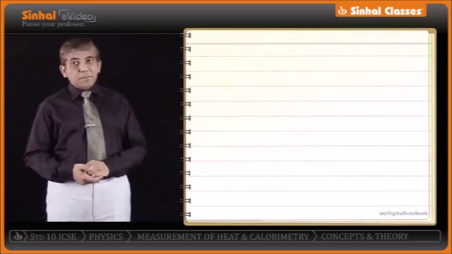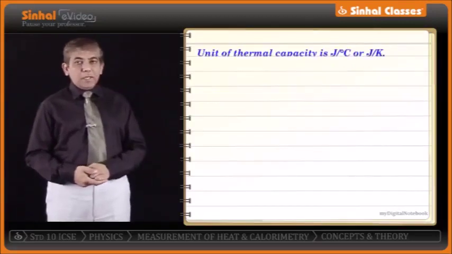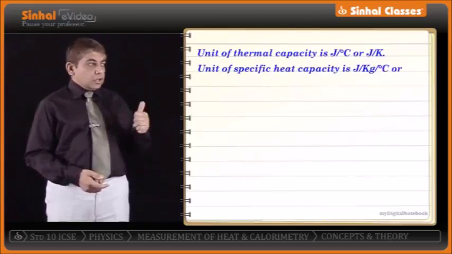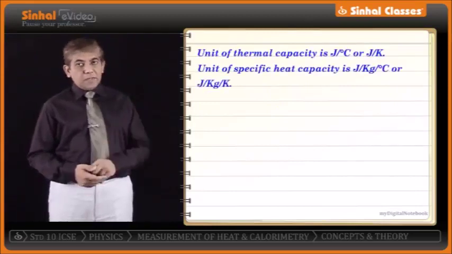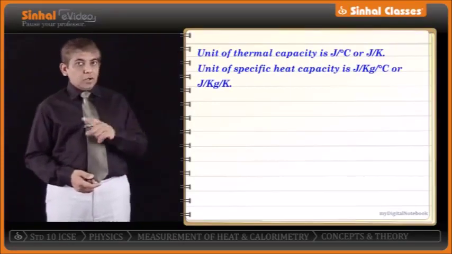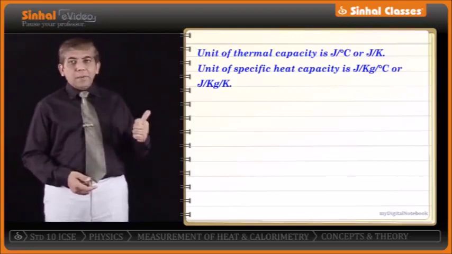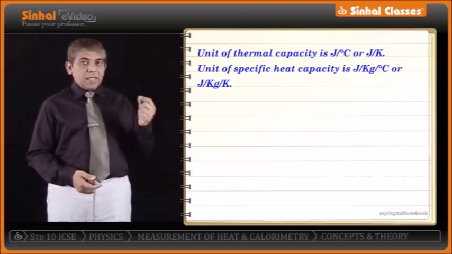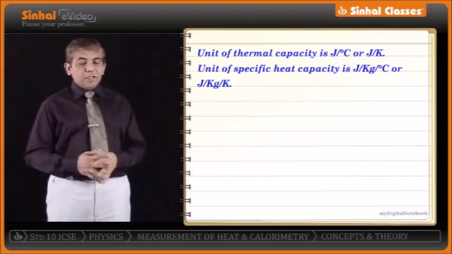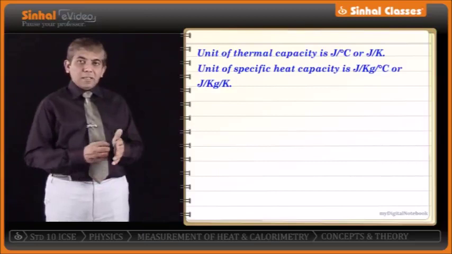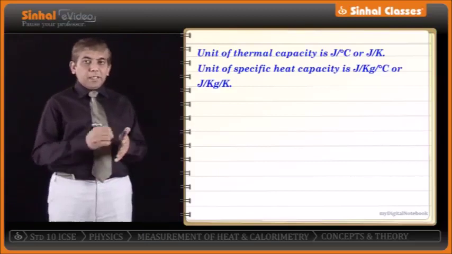The unit of thermal capacity is joule per degree C or joule per K, and the unit of specific heat capacity will be joule per kg per degree C or joule per kg per Kelvin. Remember here that we are not going to say degree Kelvin, because that's not the right convention. When we put across Kelvin, it is always said as per Kelvin and not per degree Kelvin.